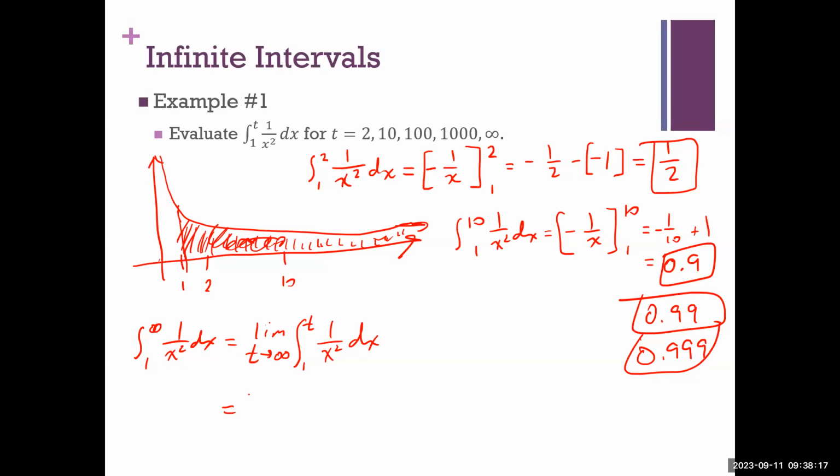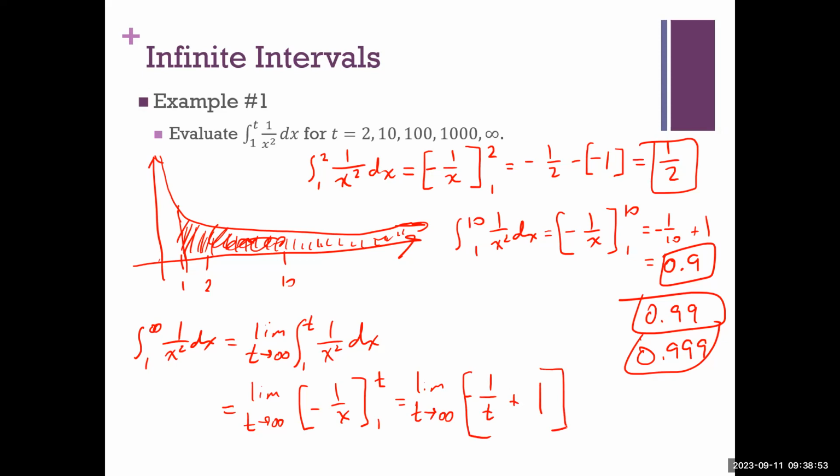Let's do, question? No. Okay. So we know the antiderivative, which is -1/x. So now if I evaluate this integral at those limits, I get -1/t plus 1/1, right?